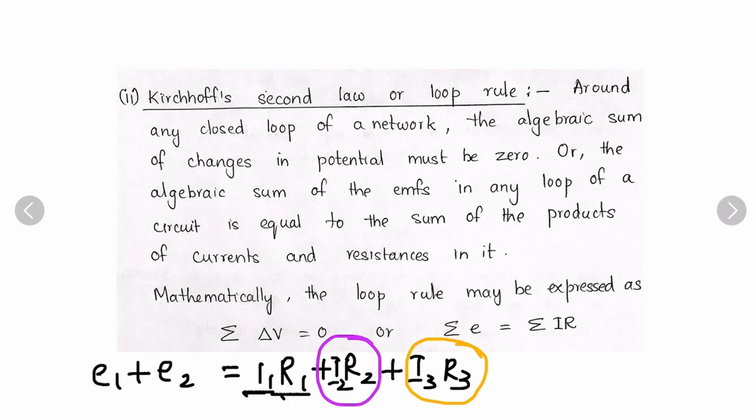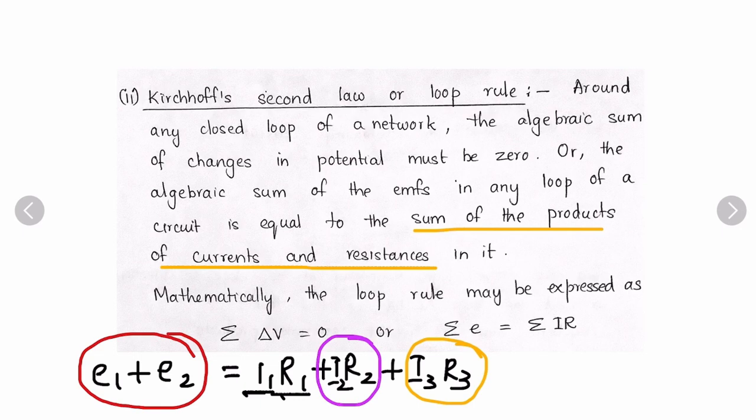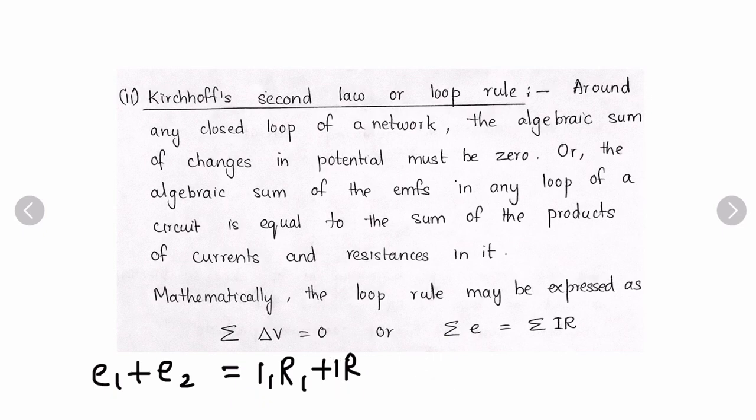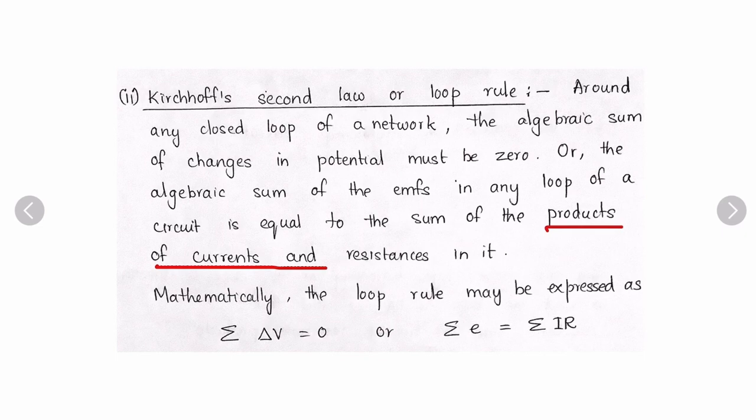If you take all these products and add them, that becomes the sum of the products of the currents and resistances. If you add all of them, that is equal to the sum of the EMFs of the batteries. So this is actually easy, but don't get confused. If you take the sum of the EMFs of the batteries, that sum is equal to the products of currents and resistances in it, the I into R products added together.